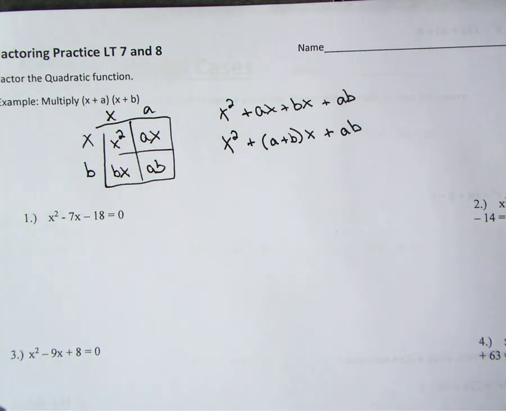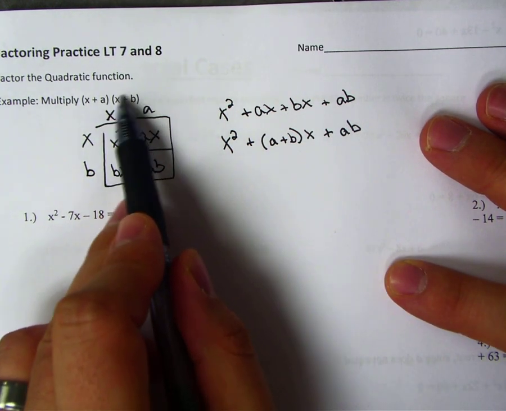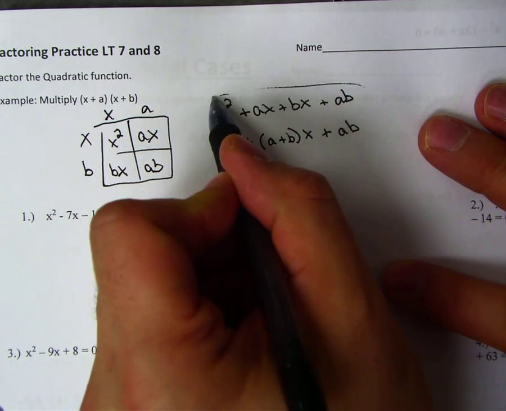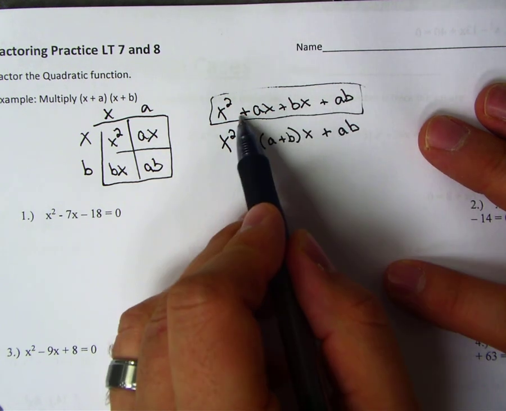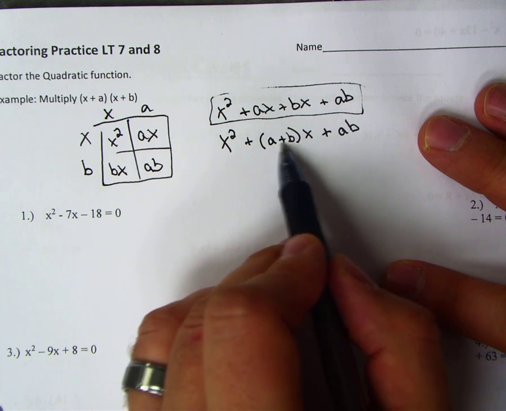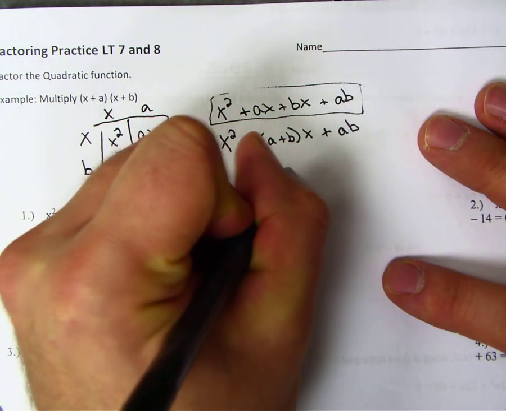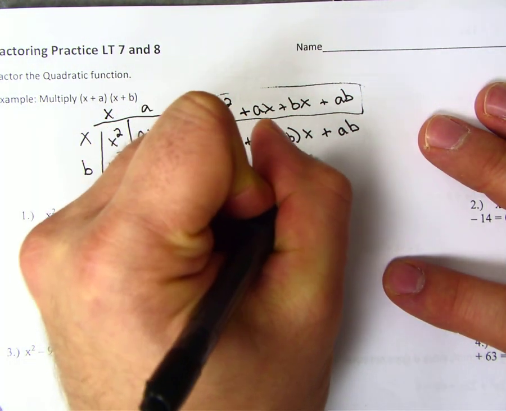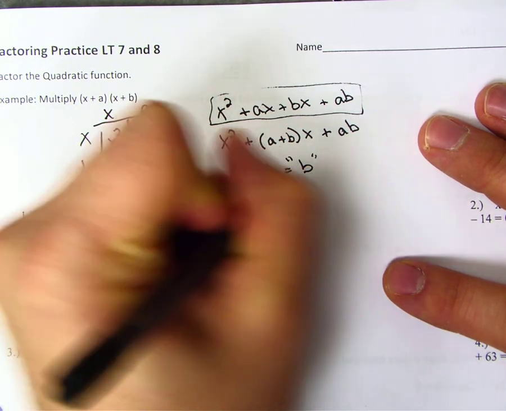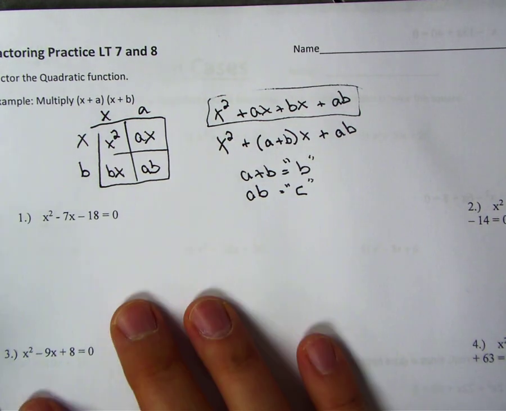So what I want you to get from this is I want you to understand that when we are looking for these linear factors, with a and b, for a quadratic in standard form, we're looking for the two terms that add together to give us this in the middle, but multiply together to give us this. So a plus b is going to equal our b, and then a times b is going to equal our c. Okay, so let's practice one of these together real quick.